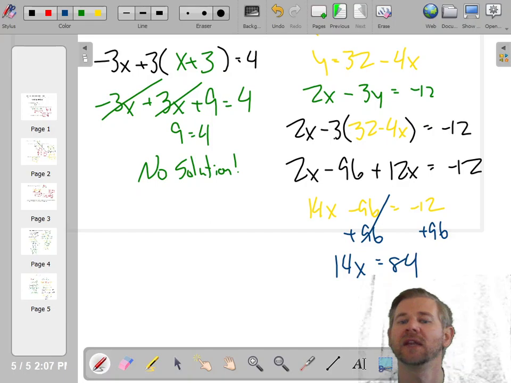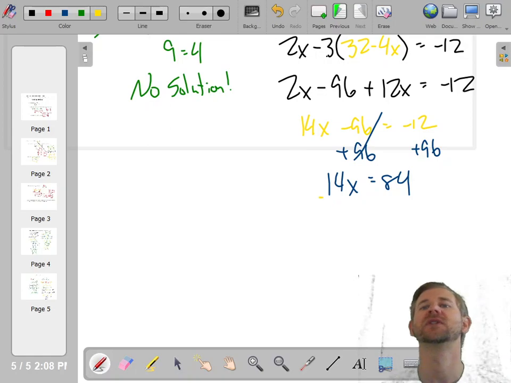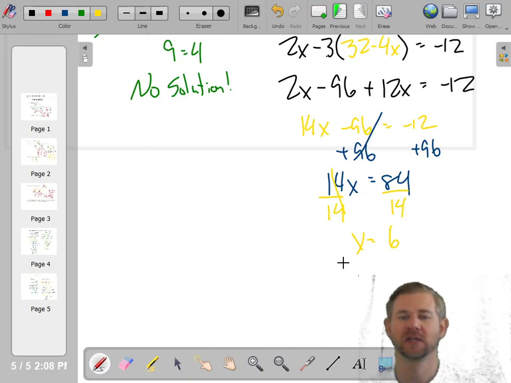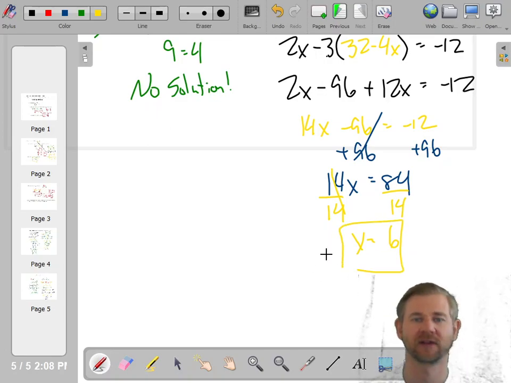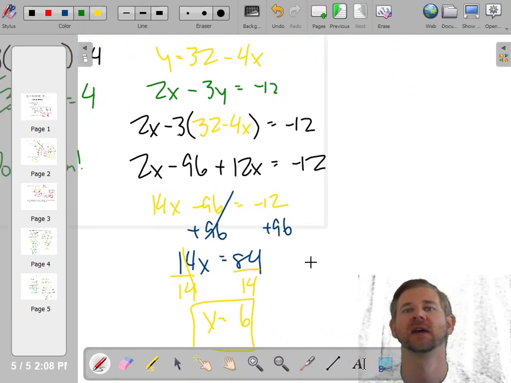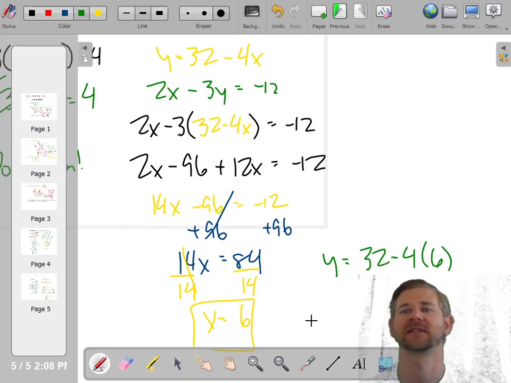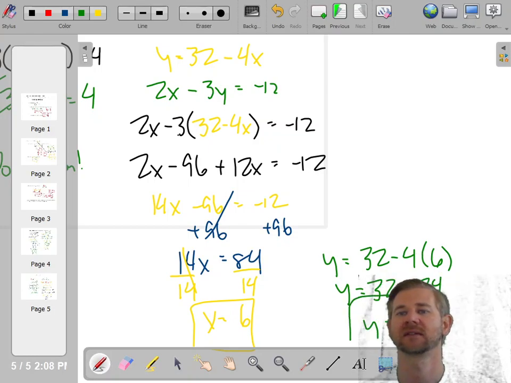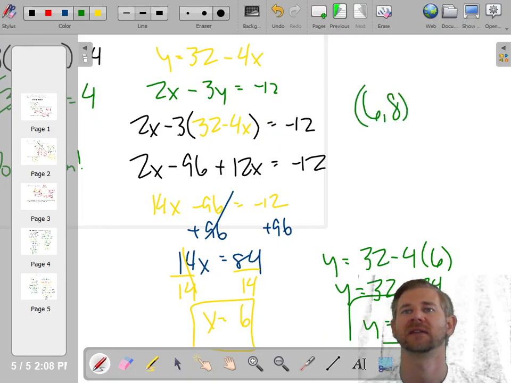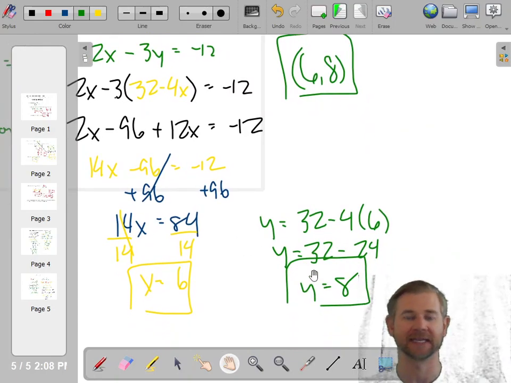14x equals 84. And now I need to divide both sides by 14. x equals 6. So 84 divided by 14 is x equals 6. You can use a calculator if you can't do that in your head. Okay, x equals 6. Now I got to go back up top and find y. So I'll say y equals 32 minus 4x. Well, I know x is 6. 32 minus 24 is 8. So 6, 8 is my solution for this one. You can't really see that right there. There you go. Okay. So 6, 8 is my solution for this one.